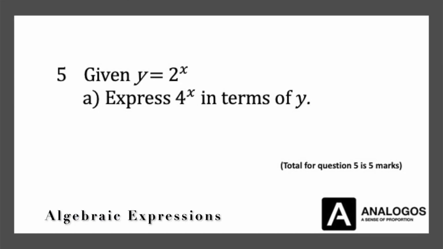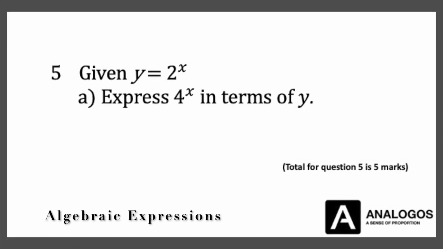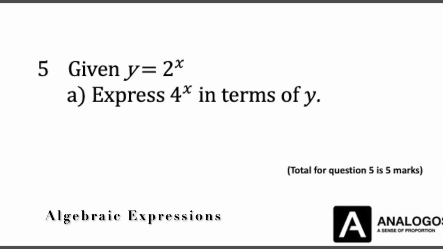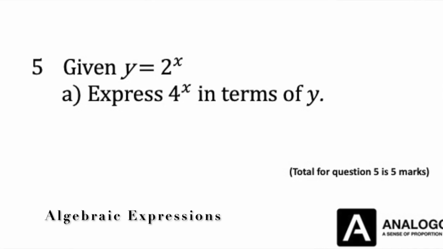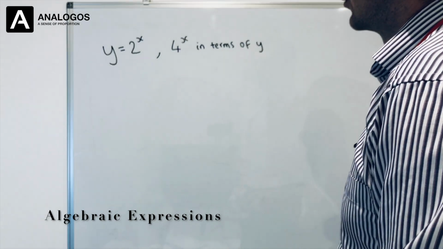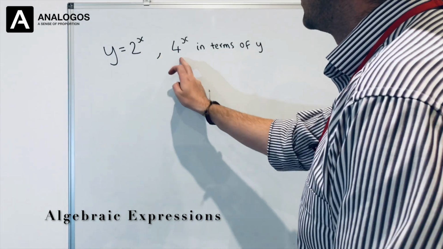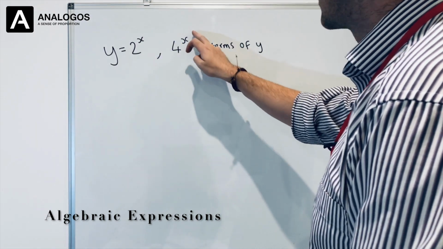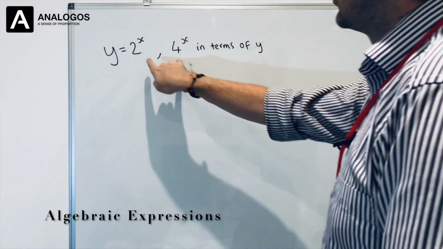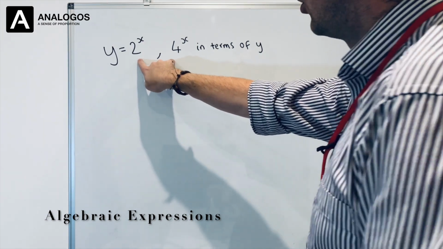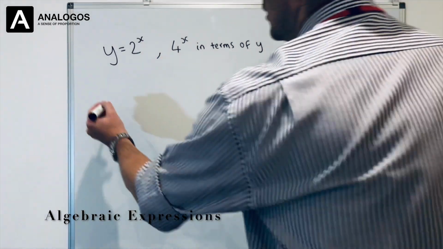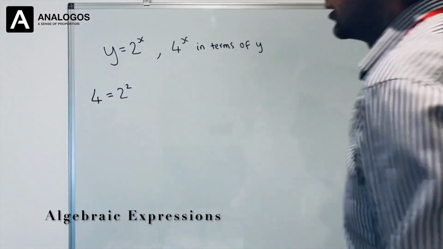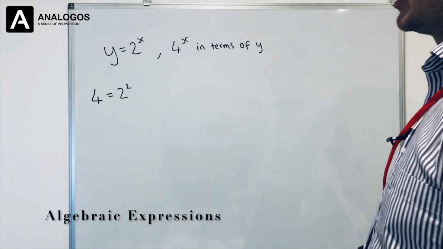We've got y equals 2 to the power of x. Part A, express 4 to the power of x in terms of y. Given y equals 2 to the power of x, you should see that there is going to be a link here. These two have to be related somehow. So hopefully you can see that you could write that down straight away: 4 equals 2 squared. One of the most basic squared numbers.